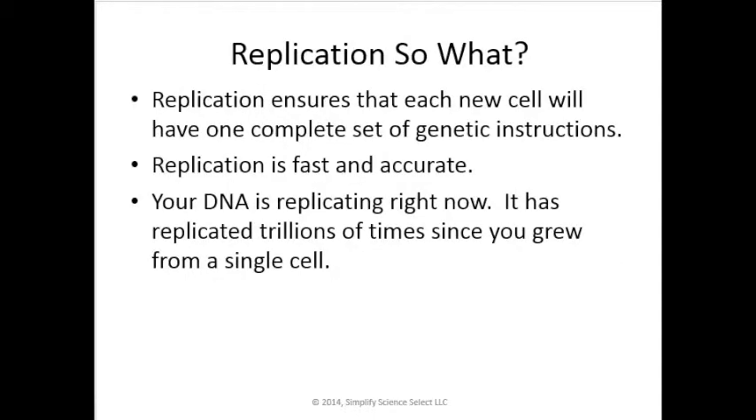The reason replication is important is because it makes sure that we can make backups of the information, so that every cell will always have a set of the instructions. It's very fast and it's very accurate. It's accurate because of the base pairing rules. Your cells are replicating DNA so often that in your body somewhere right now, DNA is currently being replicated. It happens a ridiculously large number of times throughout our life.